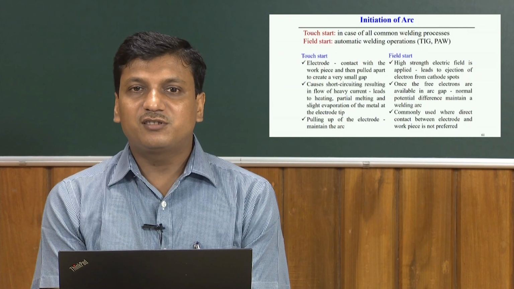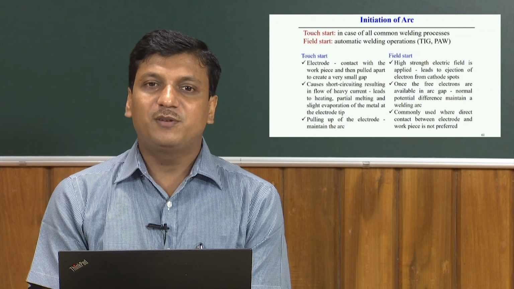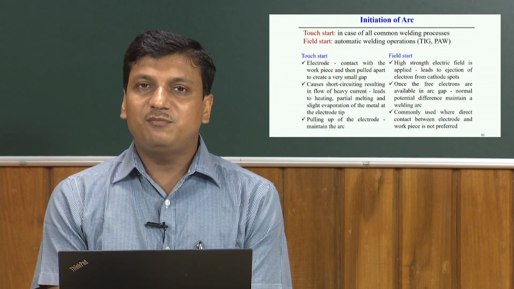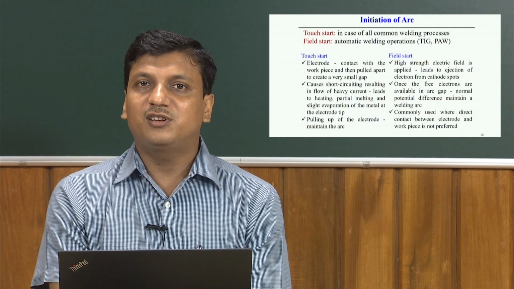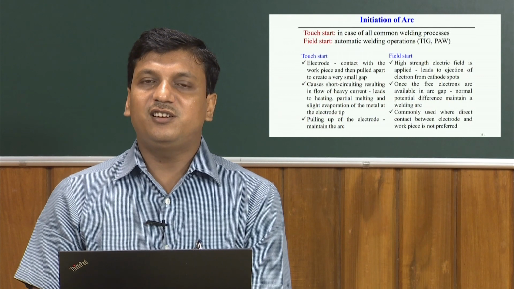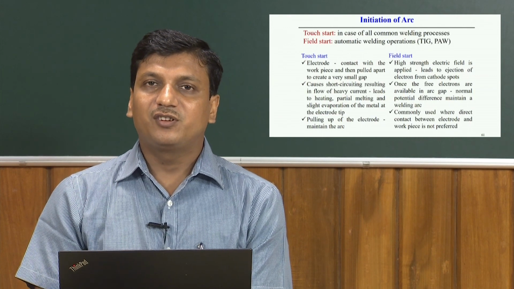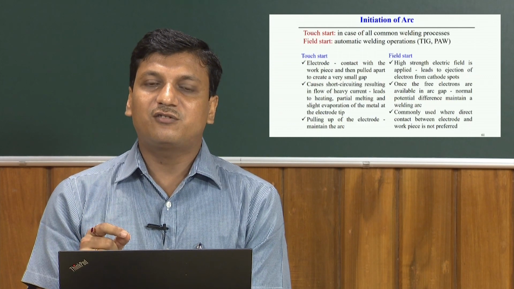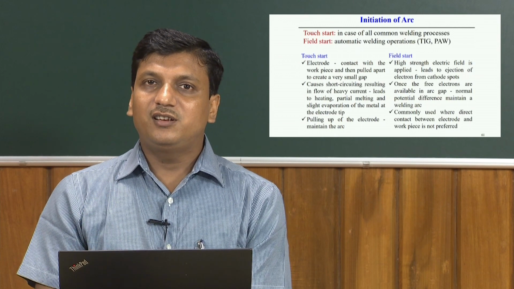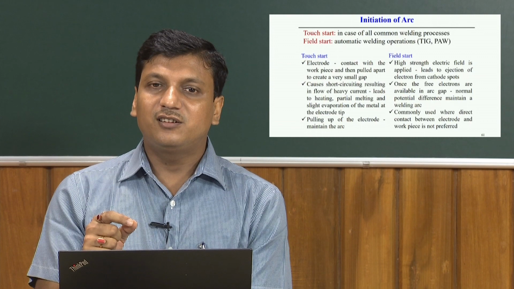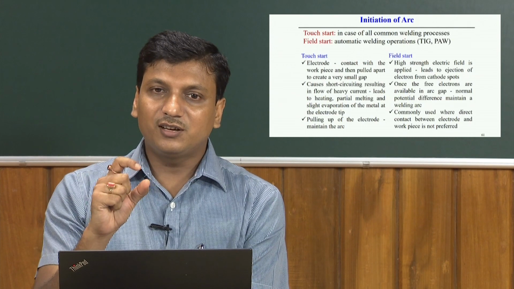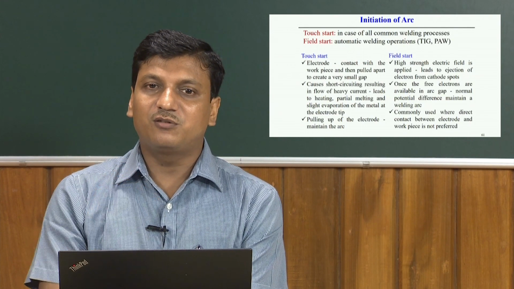But another type of initiation of the arc is called the field start. Field start is mainly used for automated welding processes like TIG welding and the plasma arc welding process. In this case, a high strength electric field is applied, which leads to the ejection of electrons from the cathode spot. Once free electrons are available in the arc gap, the normal potential difference maintains the arc gap between the workpiece and the electrode.